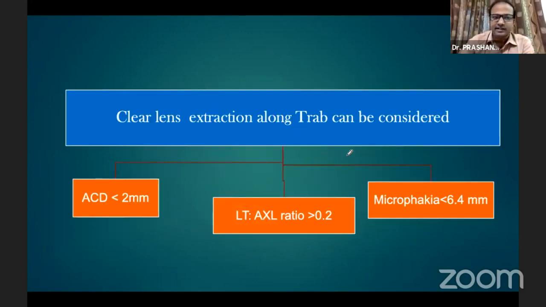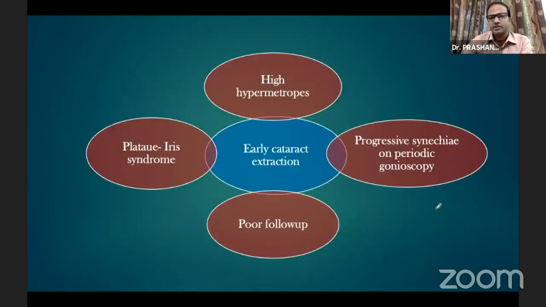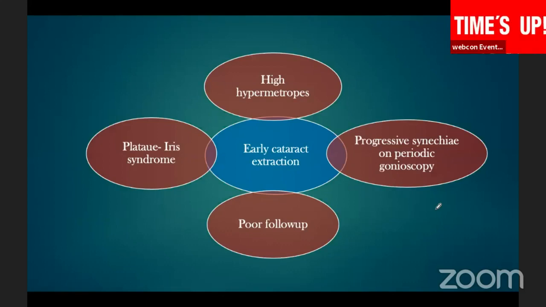Phaco-trabeculectomy should be done in special cases only, where the anterior chamber depth is less than 2 mm, the lens thickness to axial length ratio is less than 0.2, or there is microphakia and the sagittal diameter is less than 6.4 mm. And also in special conditions where we can consider early lens extraction, but not clear lens extraction.